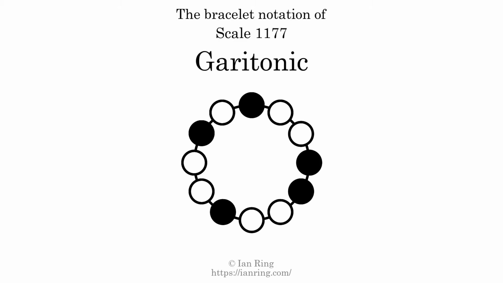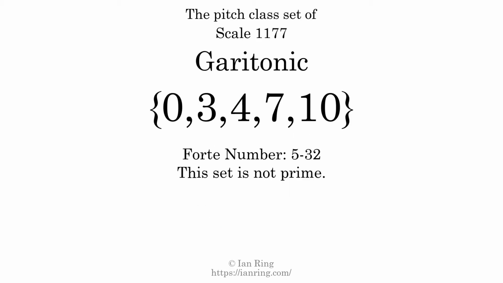This is a bracelet notation diagram of scale 1177. The shaded circles represent tones that appear in the scale, and they are read clockwise, starting at the top. The pitch class set for this scale is 0, 3, 4, 7, 10. The forte class is 5-32. This set is not prime.